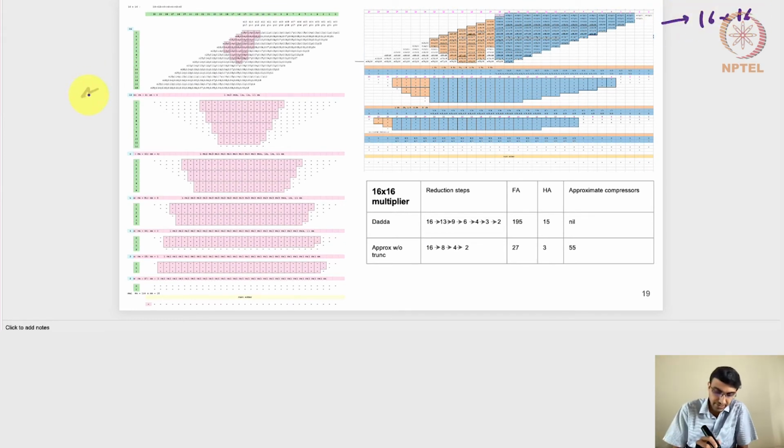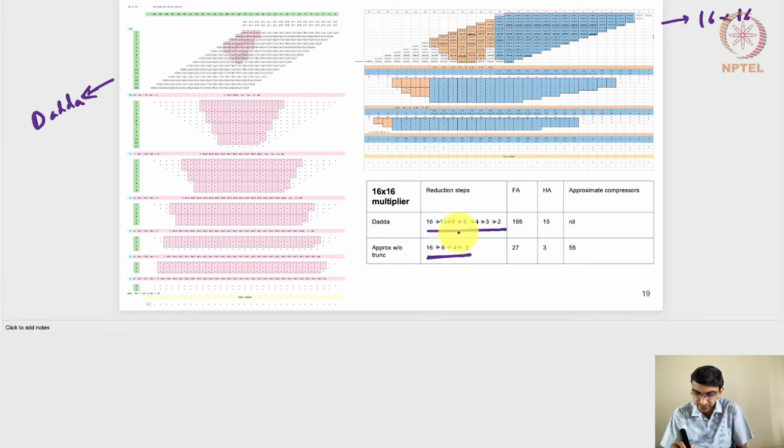All right, moving ahead, so this is a 16 cross 16 bit multiplier design, and this is the data multiplier design, using the half adders and full adders. And then note here, there's a sequence of reduction. Here the sequence of reduction is very, very simple: 1, 2, 3, 4, 5, 6, 7. So there are 7 stages here. Here it is only 4 stages. The number of approximate compressors is 55 here. Here the full adders and half adders are 195 and 15. Here it is only 27 and 3.